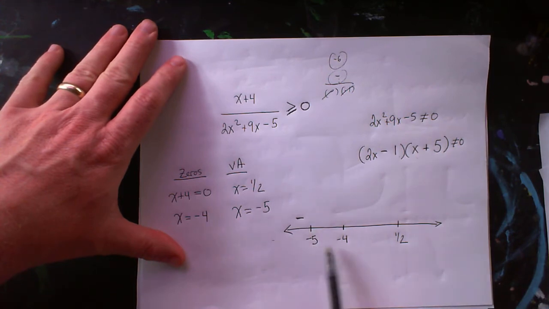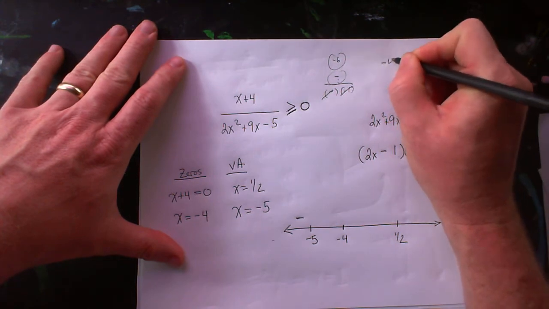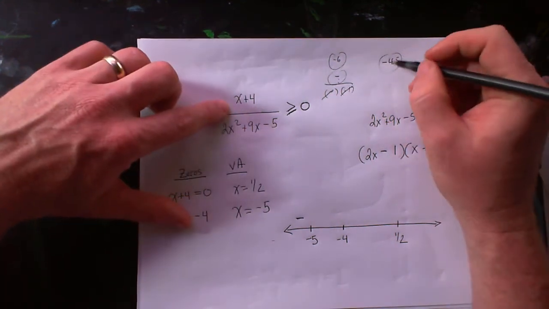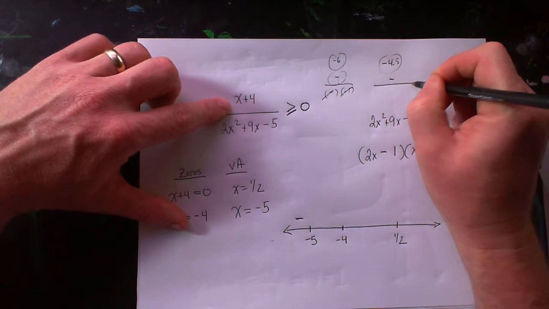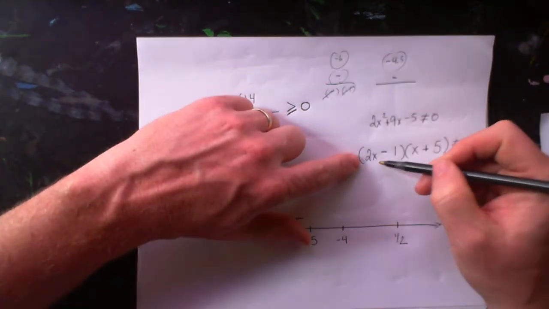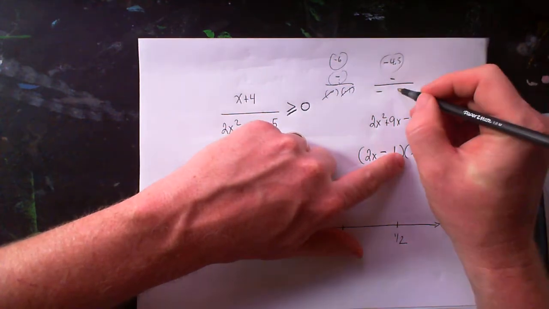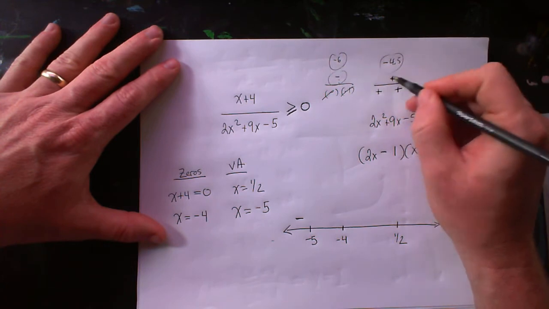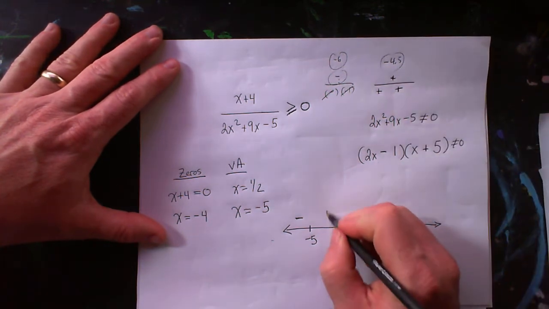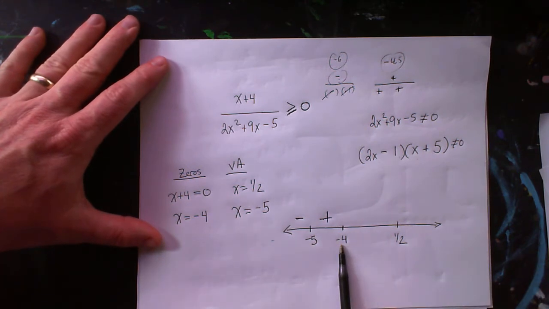Then I look in between negative 5 and negative 4. So let's look at negative 4.5. If I plug in negative 4.5 into here, that's going to be negative. Negative 4.5 into here, that's going to be negative. Negative 4.5 into here, that's positive. Negative, negative makes positive. 3 positives is positive. So I am a big plus in between negative 5 and negative 4.